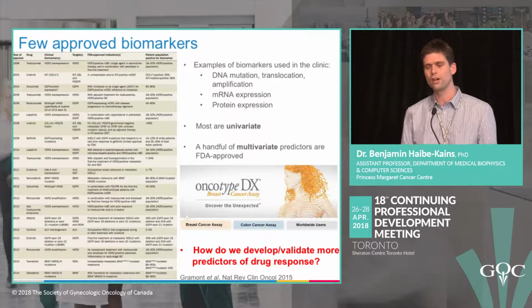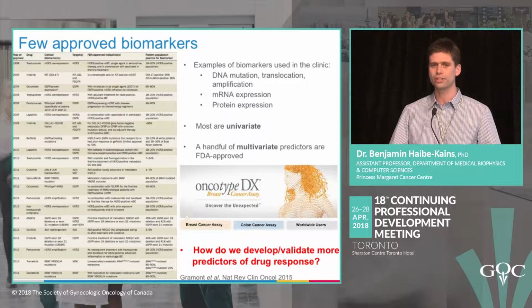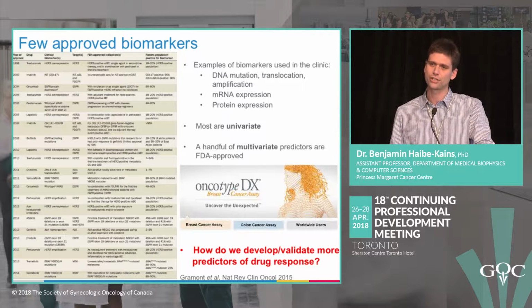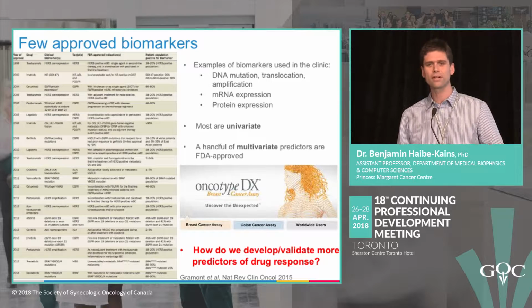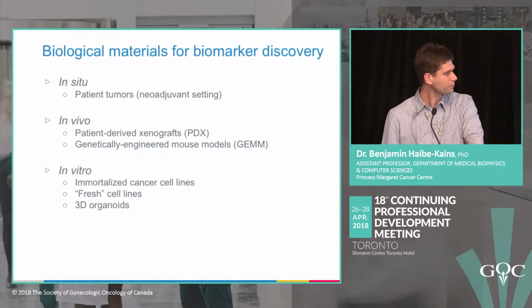So the big issue now is, how do we expand our portfolio of biomarkers? How do we associate more drugs to molecular aberrations? How do we find more actionable aberrations in those patient tumors? It could be univariate or multivariate, but we need to expand our portfolio.